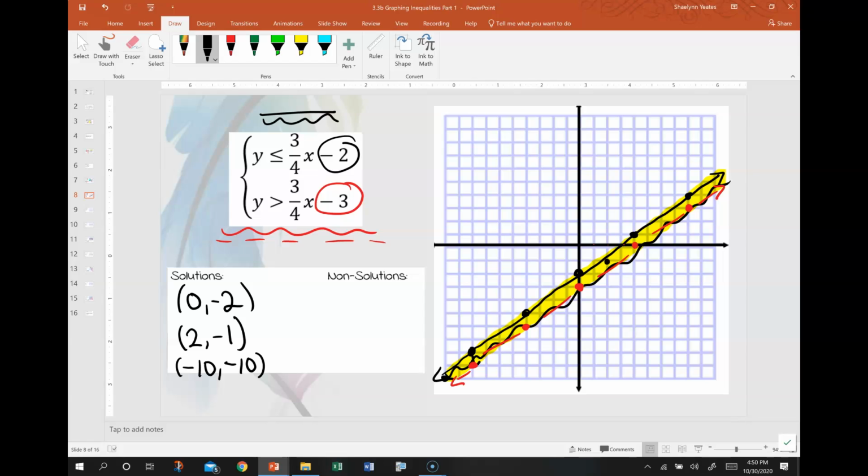And some non-solutions are any point on the red line. So like the x-intercept, 1, 2, 3, 4. So 4, 0 is a non-solution. Anything outside of those, so like 0, 0 would be a non-solution here. Or like 1, -1, 2, 3, 4, 5, 6. 1, -6 would be, well, -16 would work too, but -6 would be a non-solution. All right.